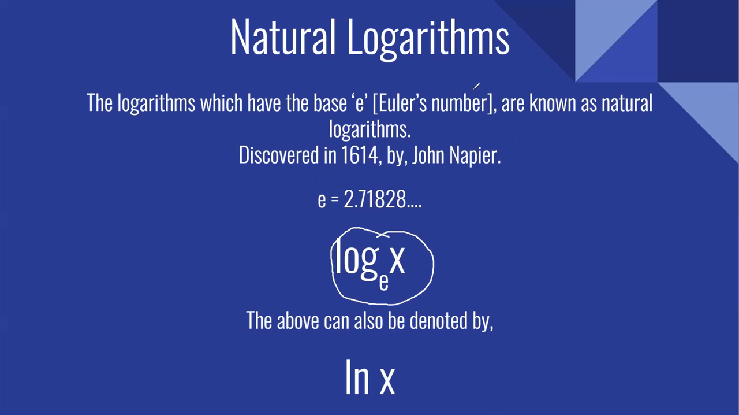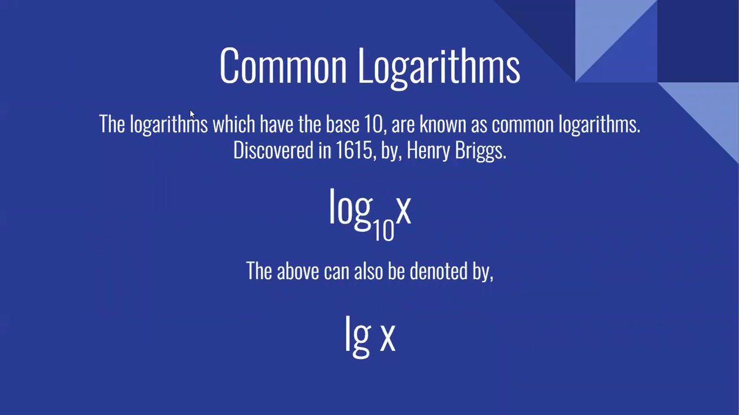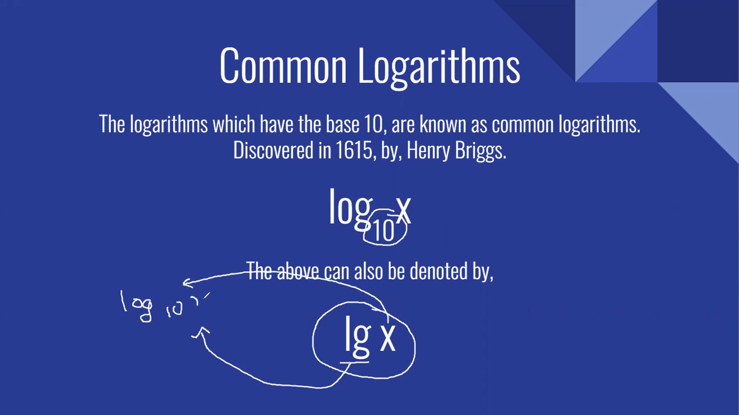In mathematics, we use something which is known as common logarithm. The logarithms which have the base 10 are known as common logarithms, and it was discovered a year later in 1615 by Henry Briggs. So any logarithm which has the base 10 is a common logarithm, and it can also be denoted by lg of x. Again, lg here means log to the base 10, and then the x comes in, and therefore it becomes log x to the base 10. So this is how a common logarithm works.